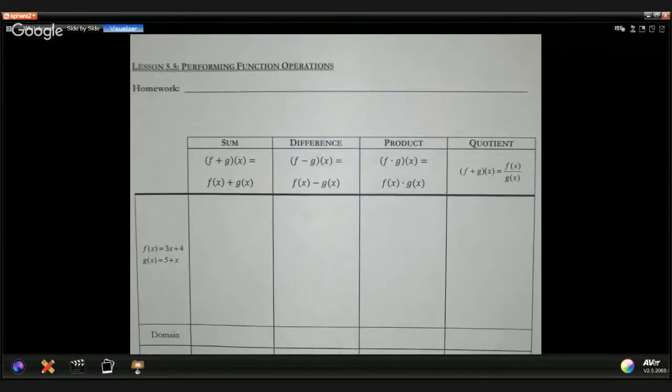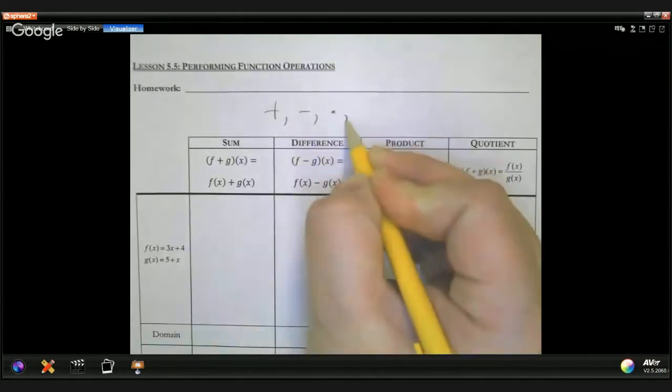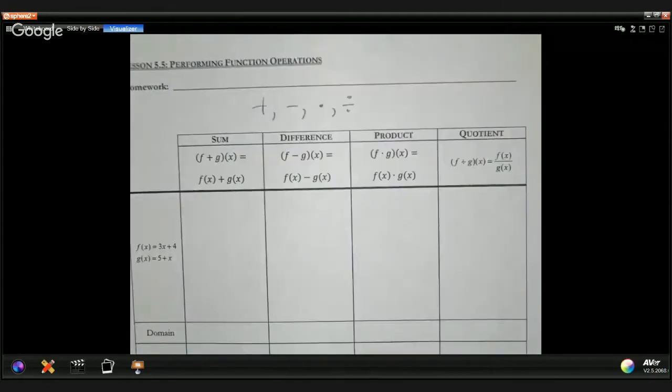Okay, what we're working with today is performing function operations. And so there's four basic operations that you do in math. You're going to add, subtract, multiply, and divide. And we have to actually do these with these functions.